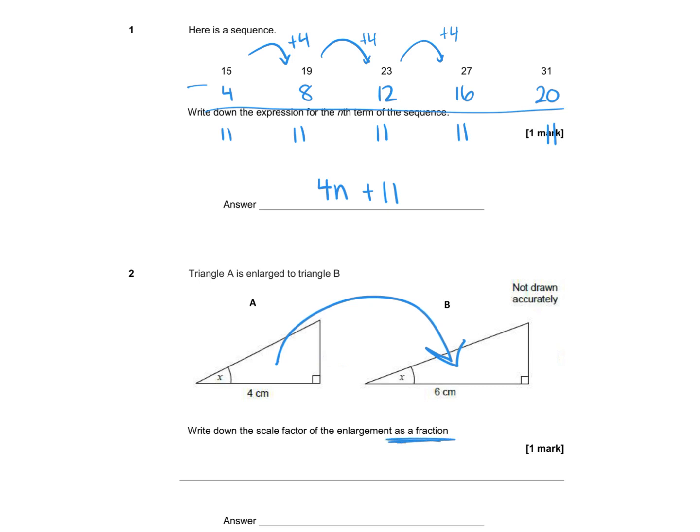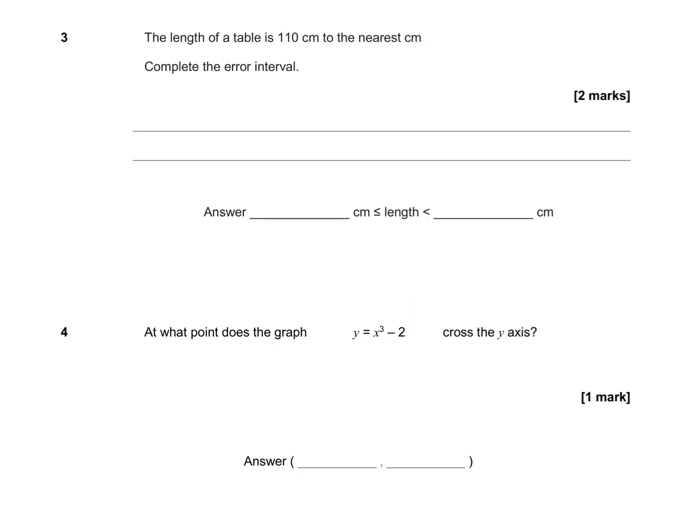So we're going to look at two sides that correspond, the 6 and the 4, and we're going to compare them. We're going to say the bigger shape divided by the smaller shape gives us 6 over 4. You can leave your answer just like that, or you could simplify it down to 3 over 2. They don't want you to write it as a decimal, they want you to leave it as a fraction. There we go.